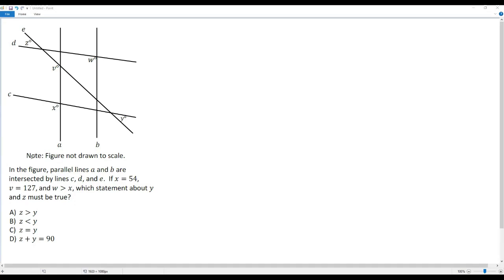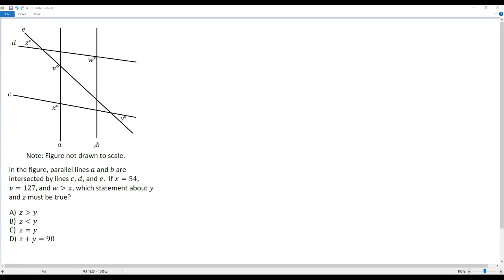Sure, SAT math problem. Okay, let's go to the question. In the figure, parallel lines A and B are intersected by lines C, D, and E. If x equals 54 and v equals 127 and w is greater than x, which statement about y and z must be true?